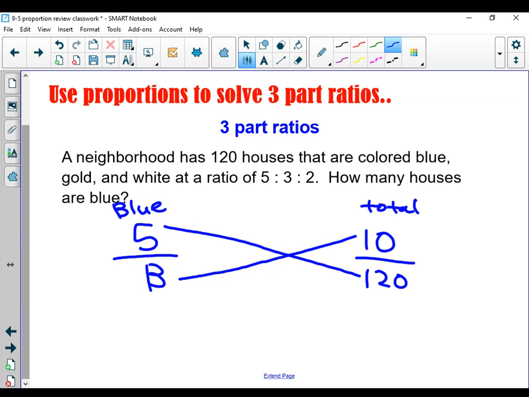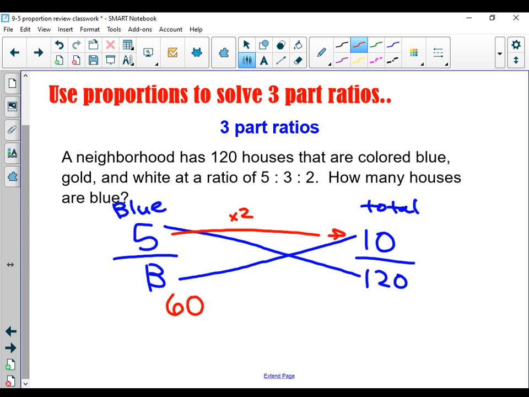Should we just do and then times 2? Oh, scale factor, good observation, Maddie. She's going to skip the cross product. Go really fast. 5 times 2 is 10. What times 2 is 120? 60. Boom. In my little neighborhood, 5 blue houses. In my big neighborhood, 60 blue houses.